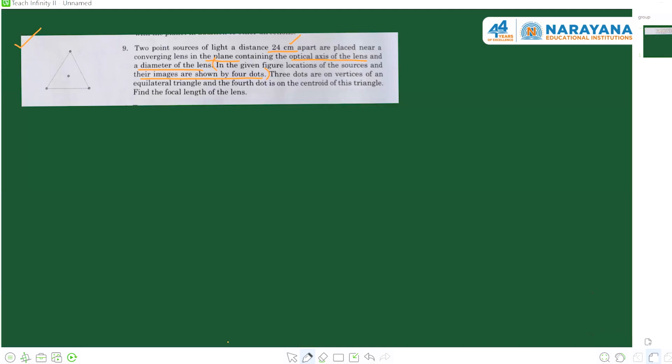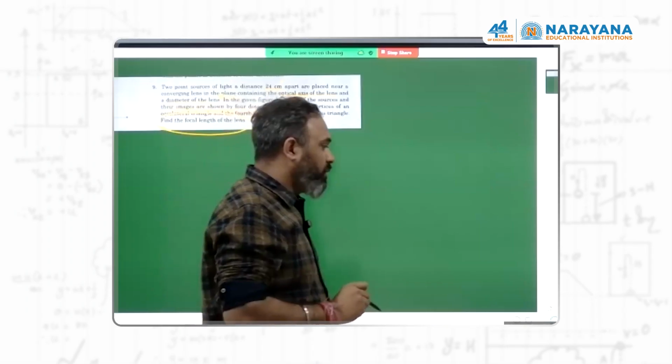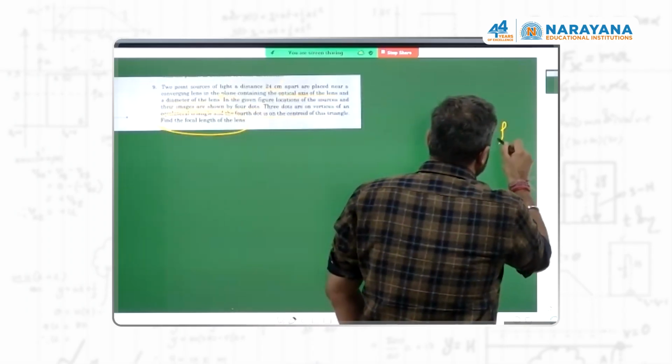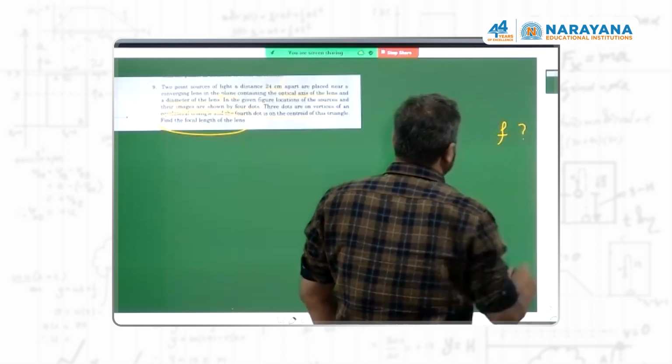So they say that these 3 dots are on the vertices of an equilateral triangle and the 4th dot is on the centroid of this triangle. So can you find out the focal length of the lens? So we have to find out the focal length of the lens F. That is the question.